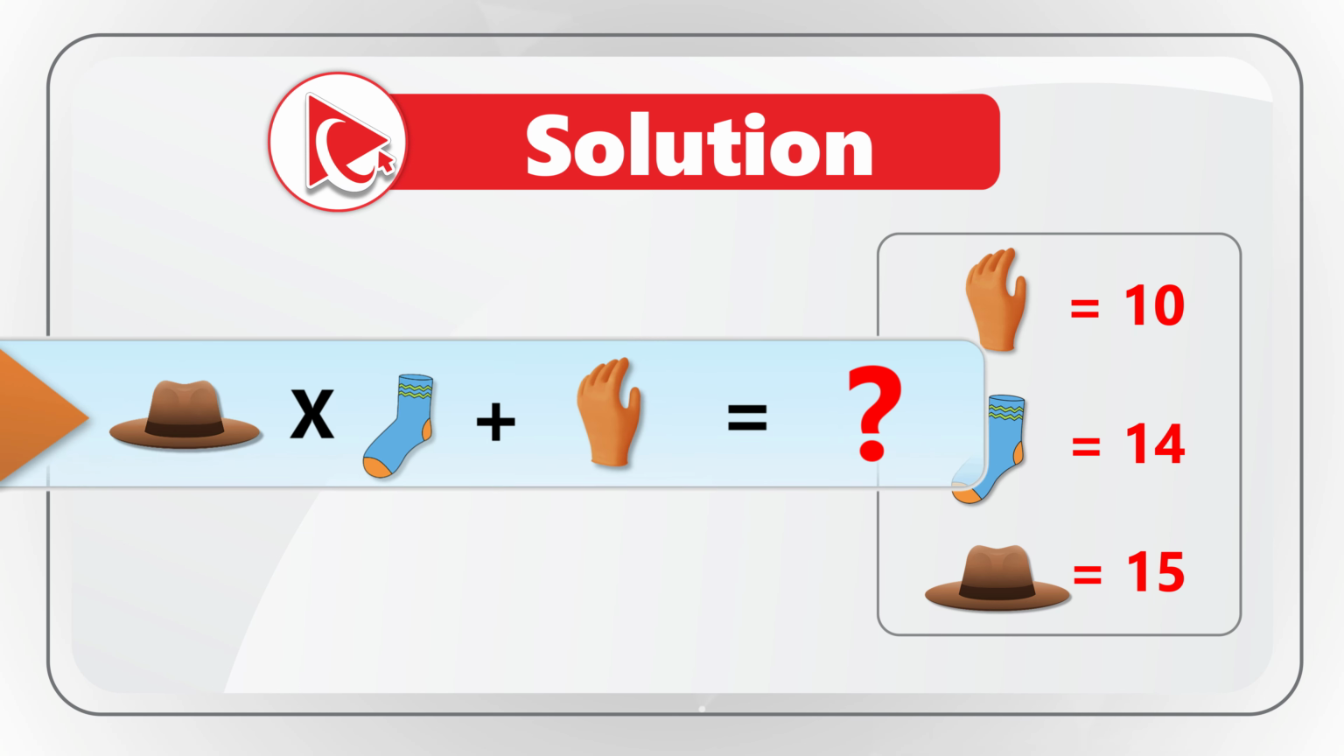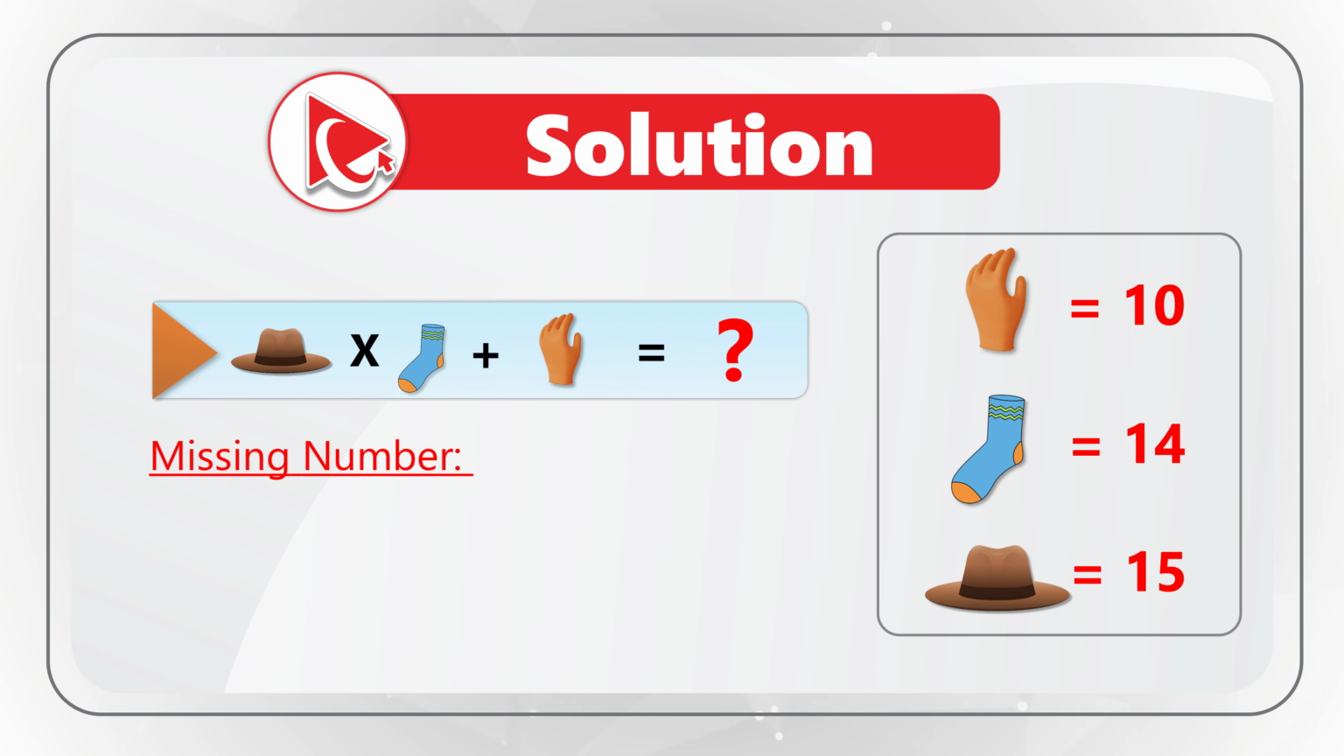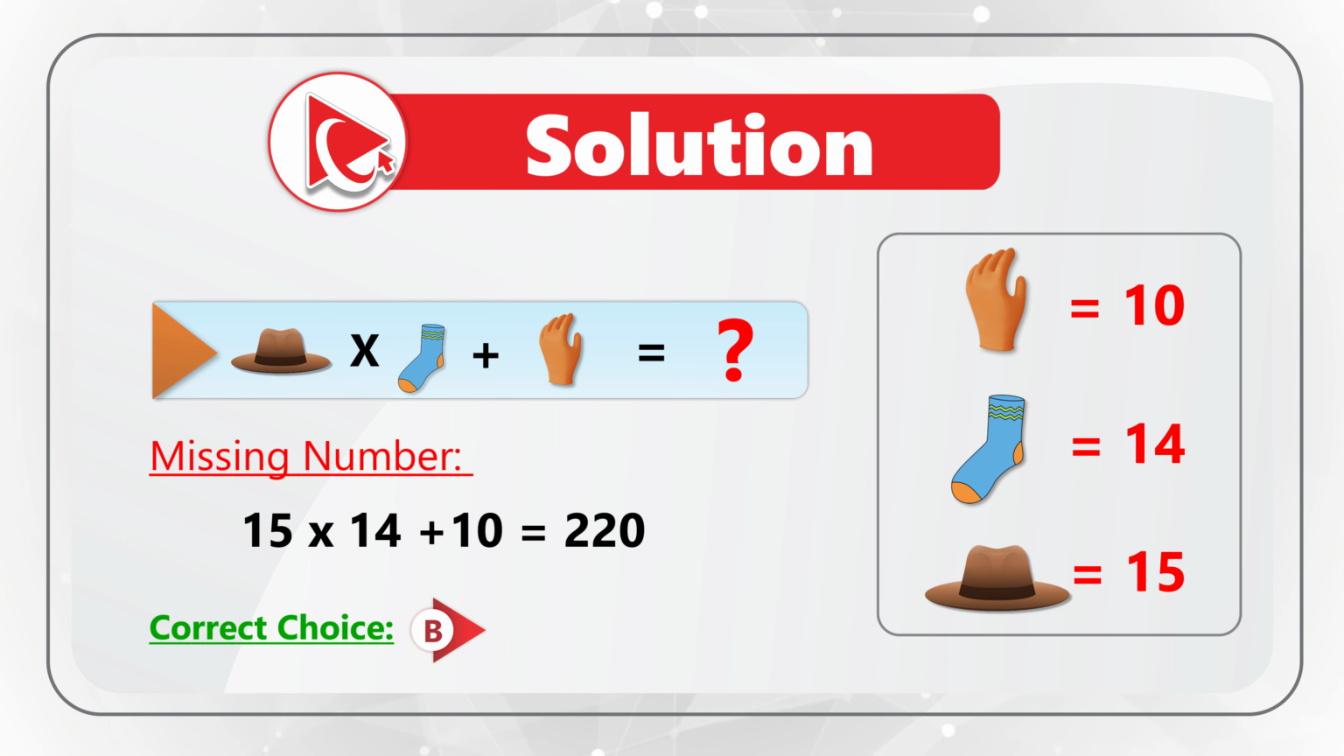Now we are ready to calculate the missing number. And to do that, we need to multiply 15 by 14 plus 10. This is the value of hat multiplied by the value of sock plus the value of glove. So the correct answer here is choice B, 220.